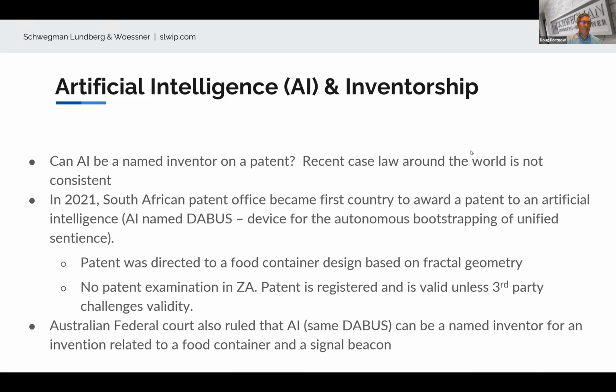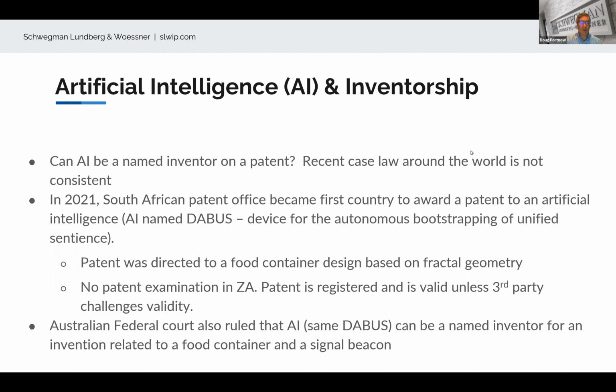Anyways, so a couple people have asked in the chat window how you handle other inventors. Can AI or machine learning be a named inventor on a patent? Well, I guess the answer is it depends, typical lawyer answer. And it depends what jurisdiction you are operating in. And the case law has been inconsistent.